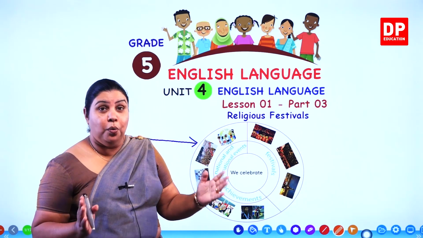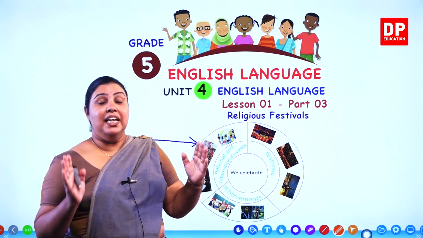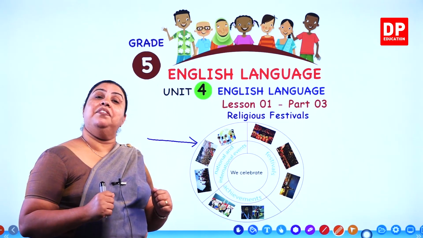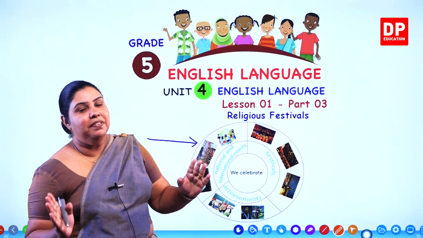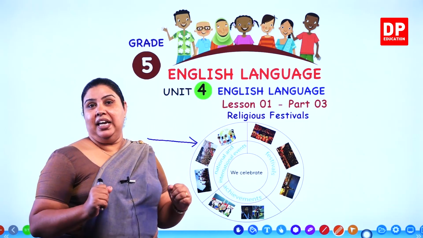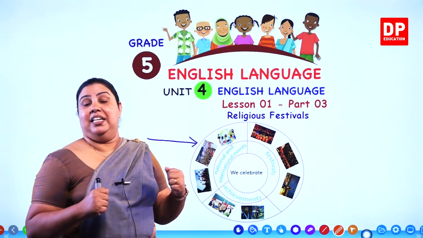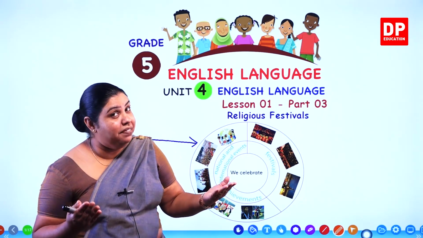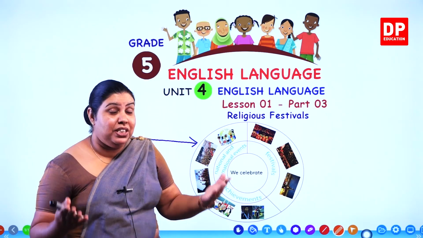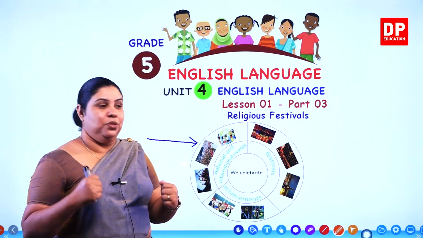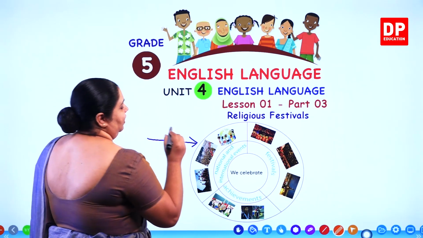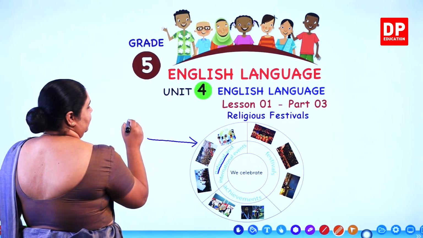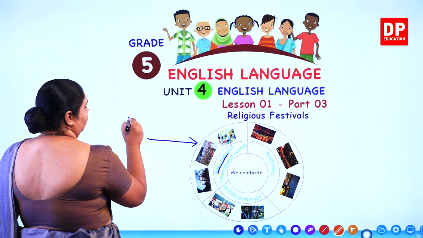Our unit 4 speaks about let's celebrate. So in our lesson number 1 we are talking about the things that we are celebrating. And we have spoken about 2 main events that we celebrate as a country, as a nation, the celebrations that we have in our own country and the celebrations that we do internationally. So this is the first part. We have taken national events as lesson number 1, part 1.